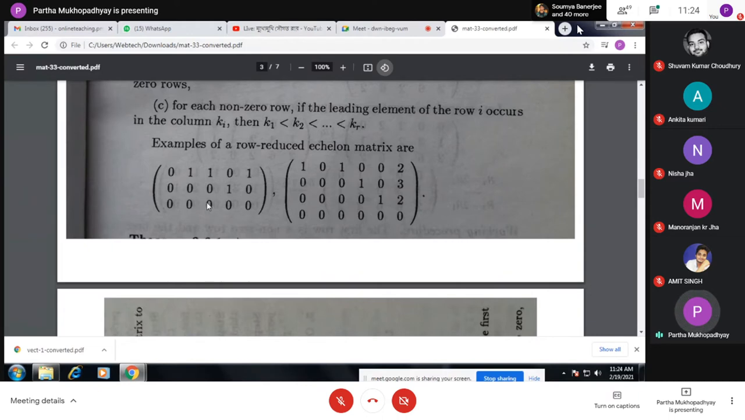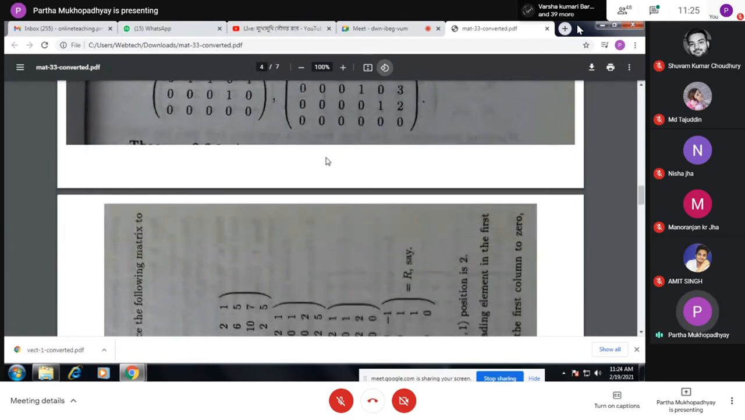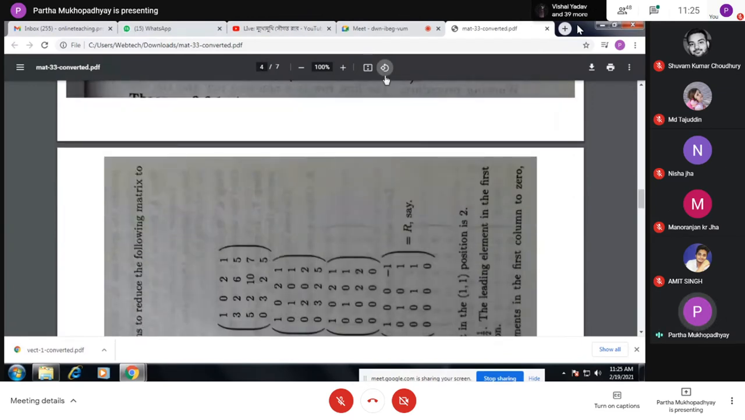For example, what is the rank of this matrix according to this new calculation? Two, because there are two non-null rows and one null row, so total three rows minus one null row is two. For the second matrix? Three, because there are no null rows, all are non-null rows. Okay, so this way we will find the rank of a matrix, which is very simple. And why is it simple? These row operations are very simple. Let me tell you.